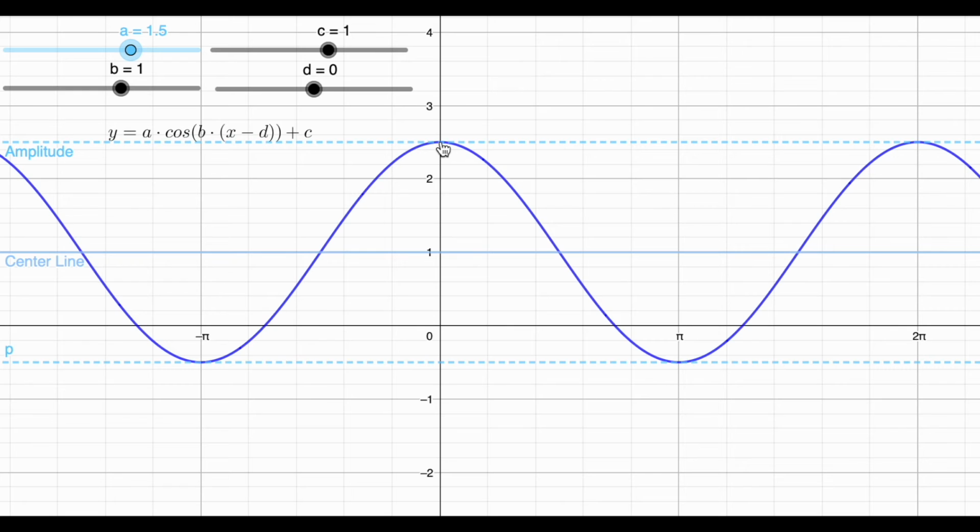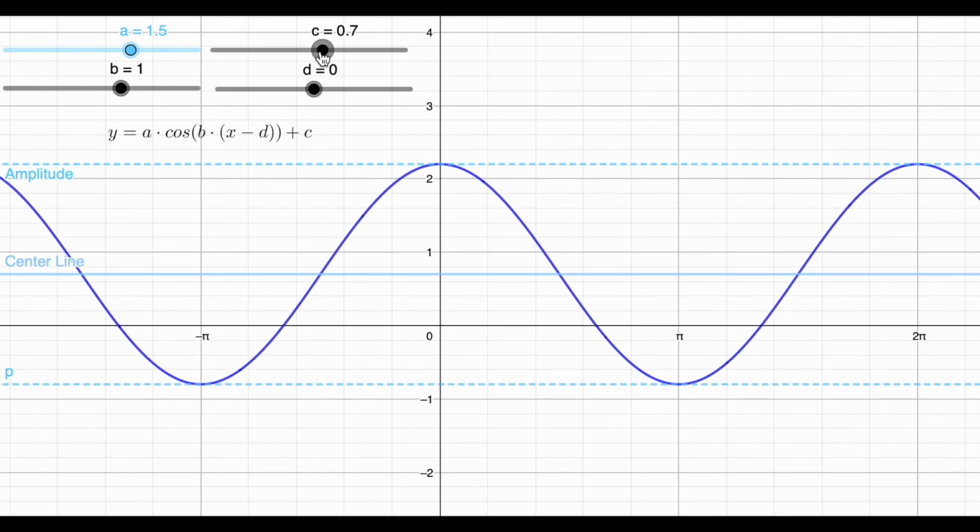You can see that the max is like 2.5 down to 1/2. You can add them together, divide by 2, and it'll find the center line. If you subtract them, that would be the distance. So then if you divide it by 2, take the absolute value, that'll give you the amplitude. That'll give you the A.